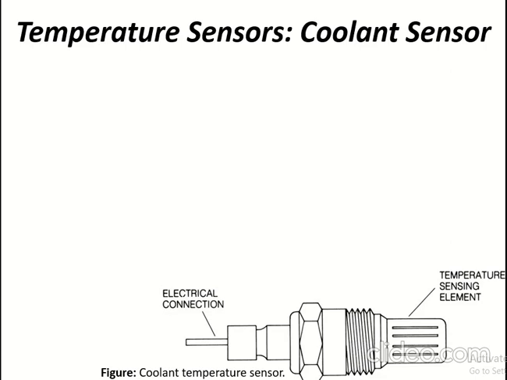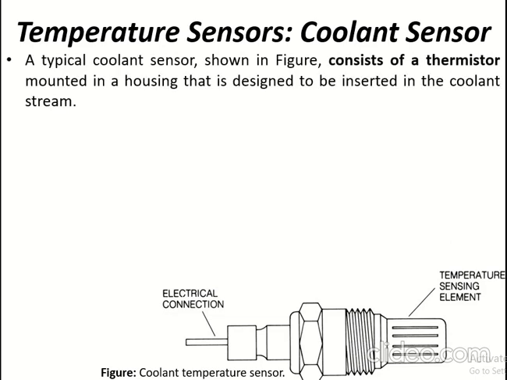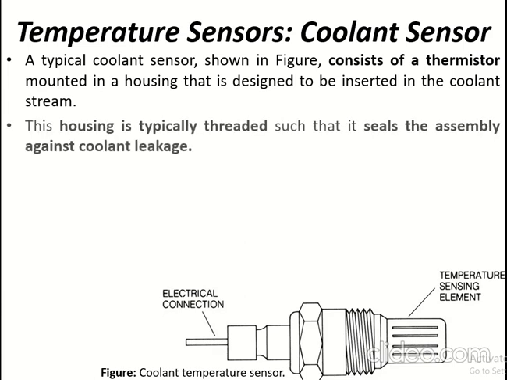Here you can see the outer structure, which shows the temperature sensing element, and there is some electrical connection. A typical coolant sensor, as shown in the figure, consists of a thermistor mounted in a housing that is designed to be inserted in the coolant stream. This housing is typically threaded such that it seals the assembly against coolant leakage.